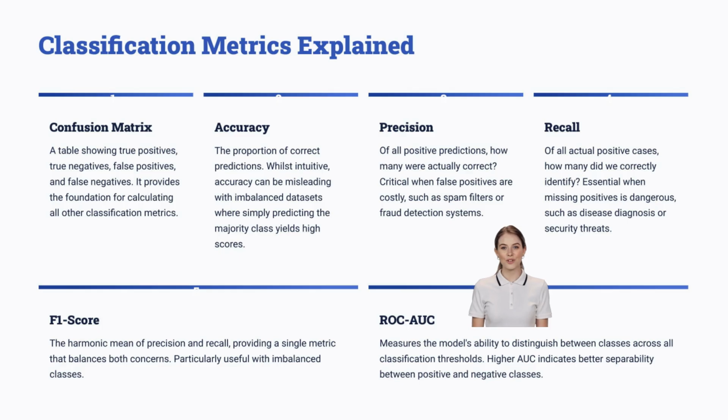The confusion matrix is foundational, detailing true positives, true negatives, false positives, and false negatives. Accuracy measures correct predictions but can mislead with imbalanced data. Precision is vital when false positives are costly, while recall is crucial for identifying all positives. The F1 score balances precision and recall, and receiver operating characteristic area under the curve evaluates model discrimination across thresholds.